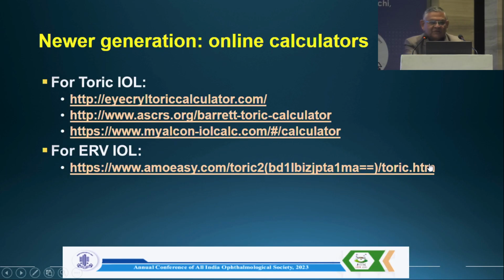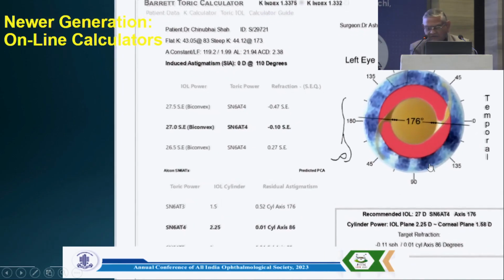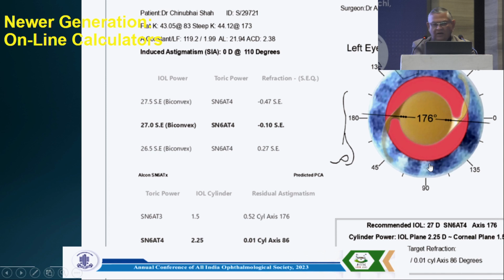Of course, newer generation formulas are obviously available now, and we must use them. And this is very simple. They give you all the pictures where you put your torics, etc.